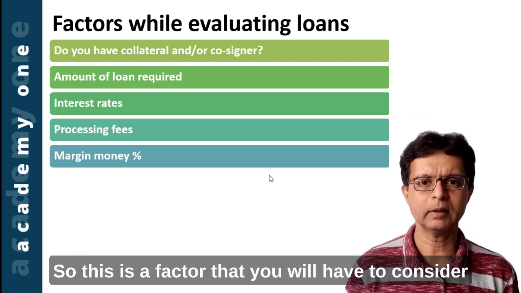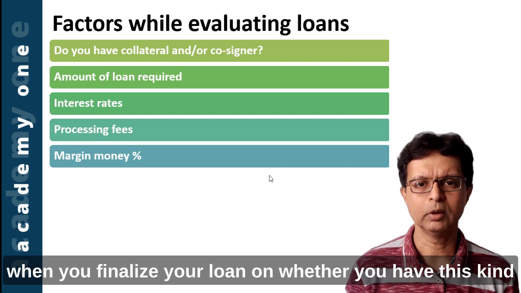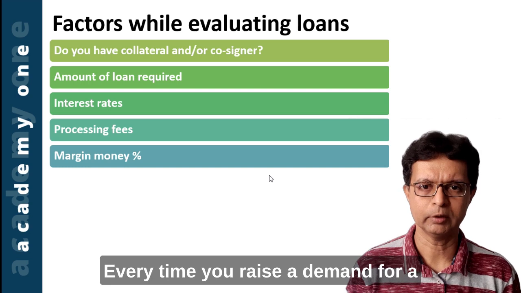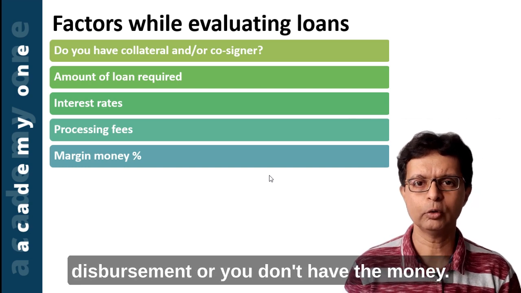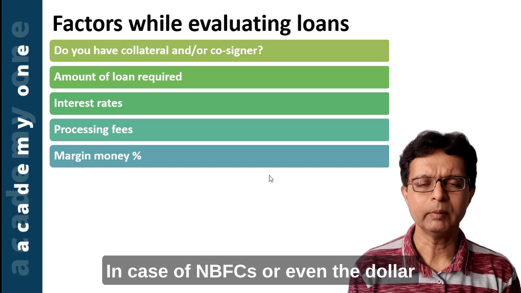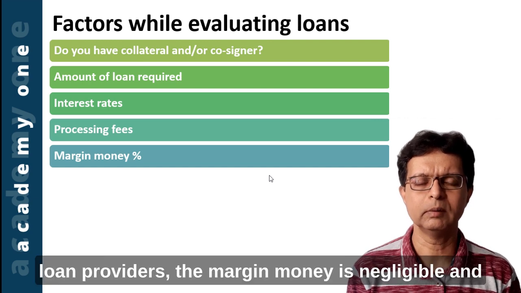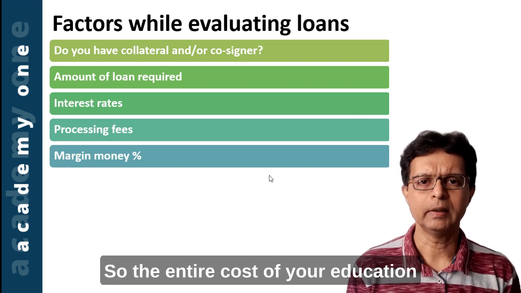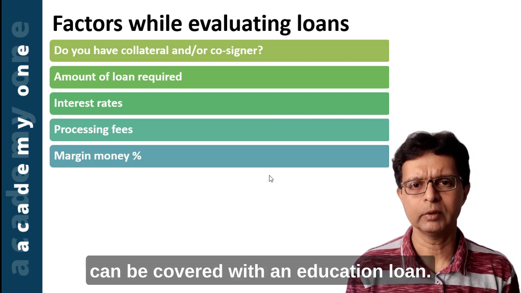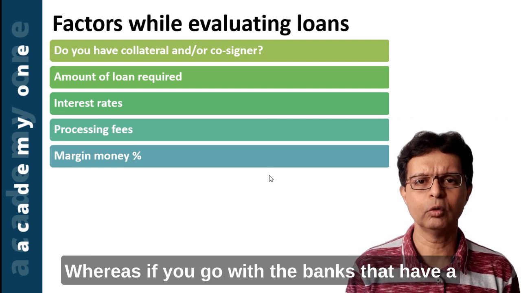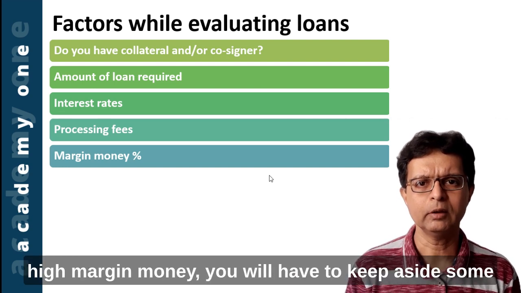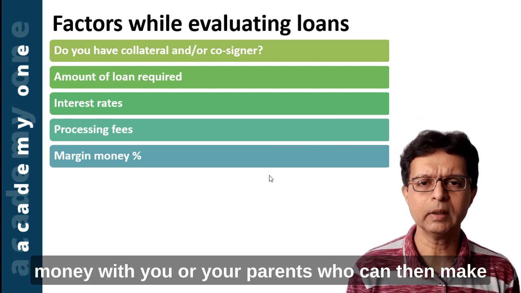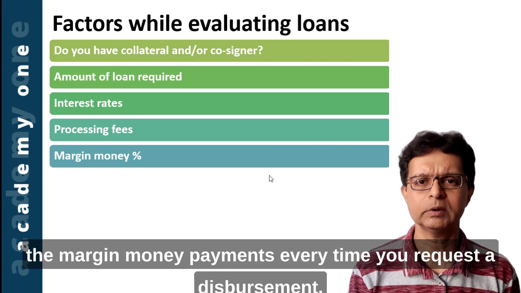So this is a factor that you will have to consider when you finalize your loan, on whether you have this kind of fund available to pay for the margin money every time you raise a demand for a disbursement, or you don't have this money. In case of NBFCs or even the dollar loan providers, the margin money is negligible and in many cases it is even 0%. So the entire cost of your education can be covered with an education loan. Whereas if you go with the banks that have a high margin money, you will have to keep aside some money with you or your parents who can then make the margin money payments every time you request a disbursement.